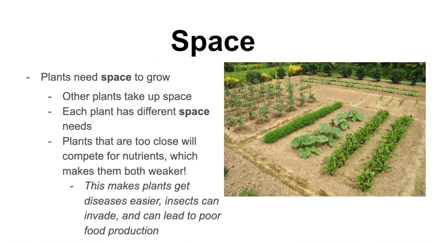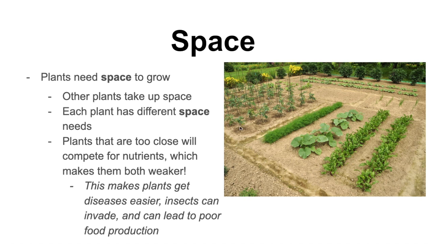Let's go on to the next one here. All right, plants also need space. Plants need space to grow. Other plants take up space, so each plant is going to have different space needs. Plants that are too close will compete for nutrients, which will make them both weaker.